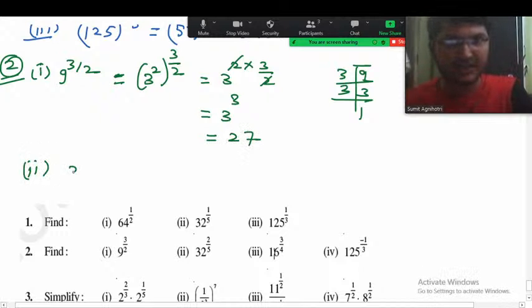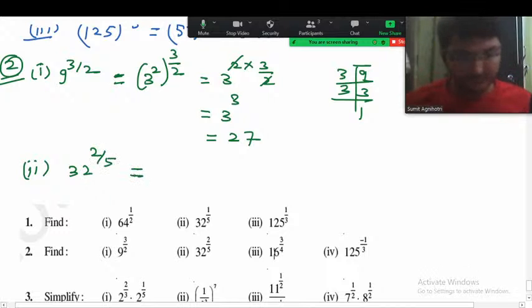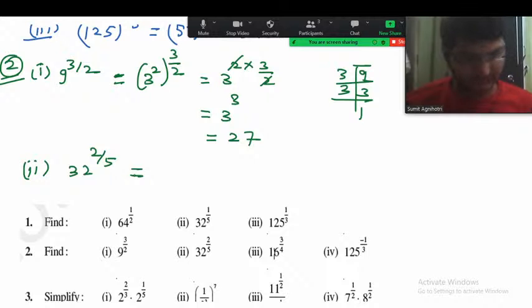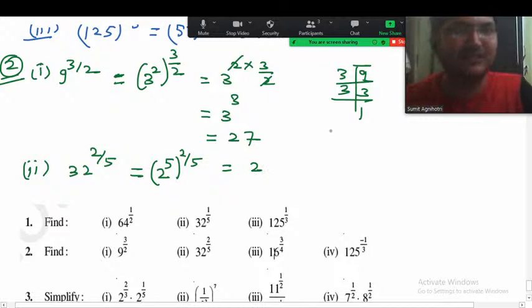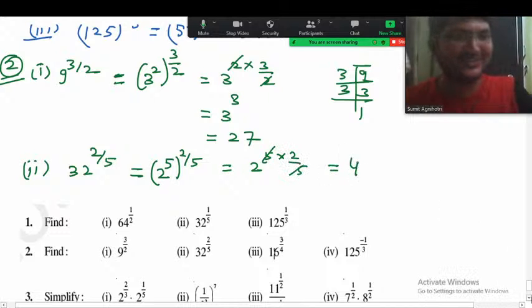Can you solve this second part? 32 raised to the power 2 over 5. Can you solve this? We need to take the roots. We need to factorize it. If we factorize 32, it will be 2 raised to the power 5. And now we will apply that power rule, and we can just cancel them. We got 2 raised to the power 2, that is 4, isn't it? Yes.